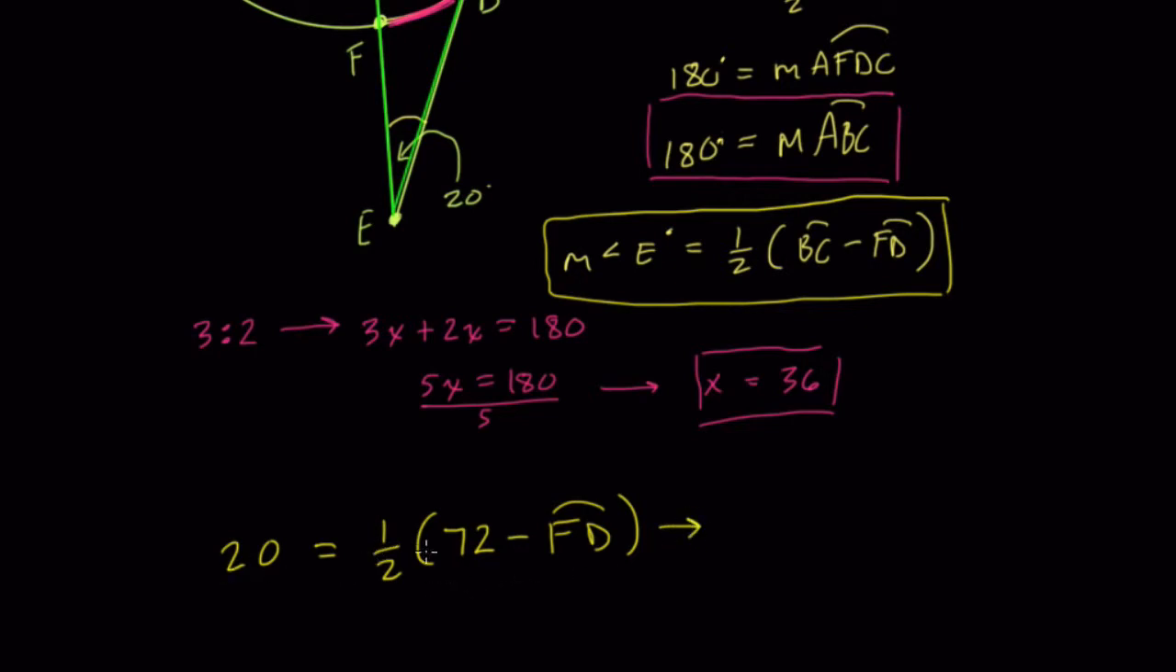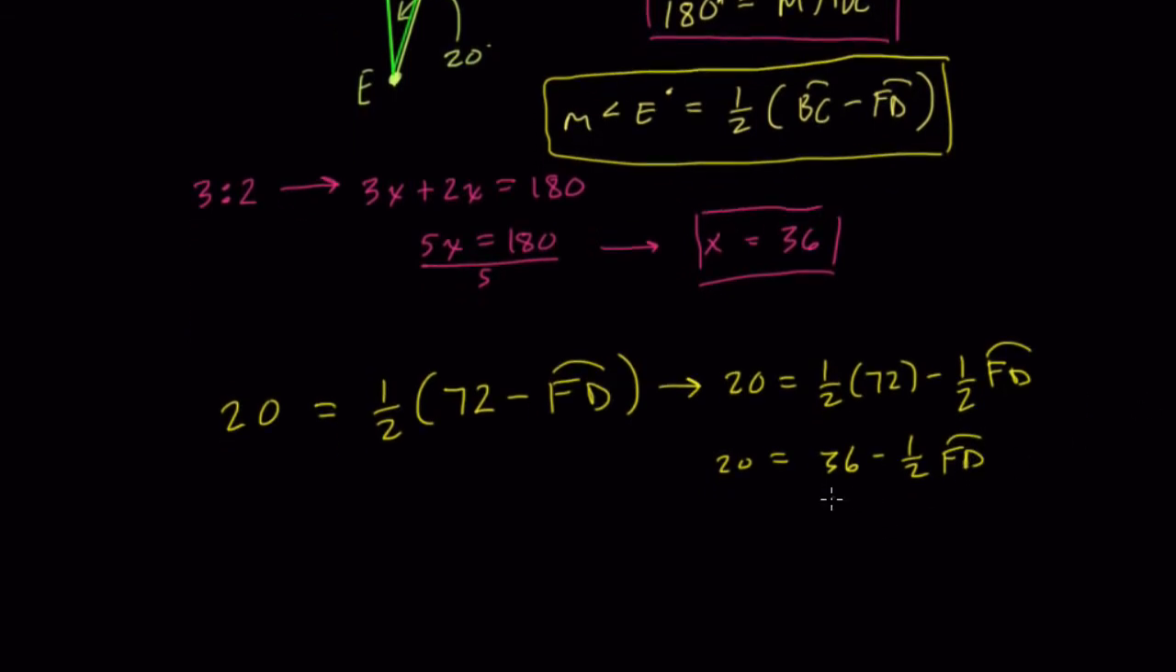Well, we distribute the 1/2. So 20 equals 1/2 of 72 minus 1/2 of arc FD. 1/2 of 72 is 36, so 20 equals 36 minus 1/2 of arc FD. And we subtract 36 from both sides, and what do we get? Well, you might run into trouble here. You might think, oh, this cancels out. Oh no, I have a negative 16. And we can't have negative values for degrees or arcs in the circle here.